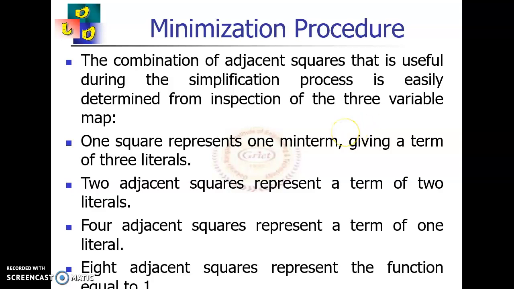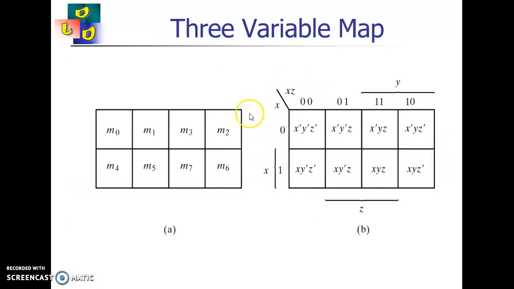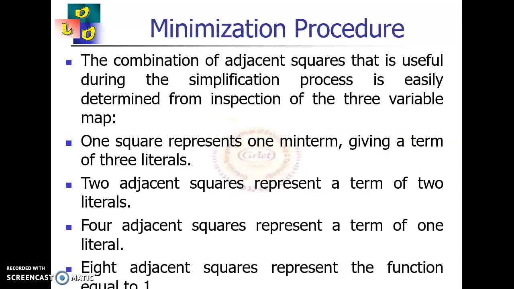So how are we going to take the adjacency? Each square represents one term, one minterm, giving a term of three literals. If it is only a 1 in the K map, for suppose in this K map there is a 1 here. Whatever variables are available here, x and here yz, just take it directly as xyz.